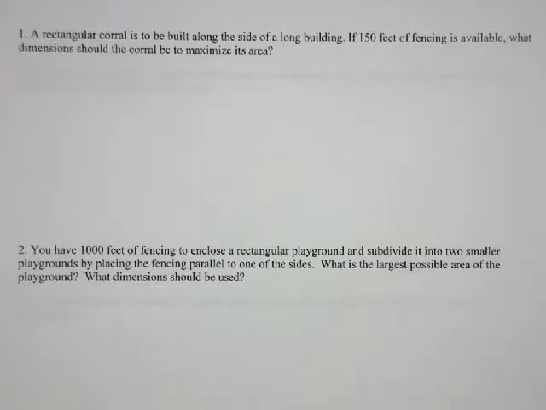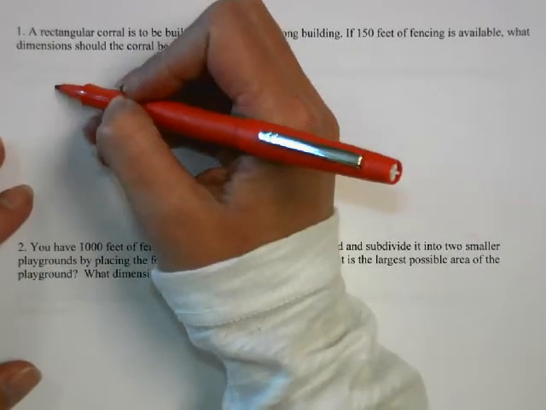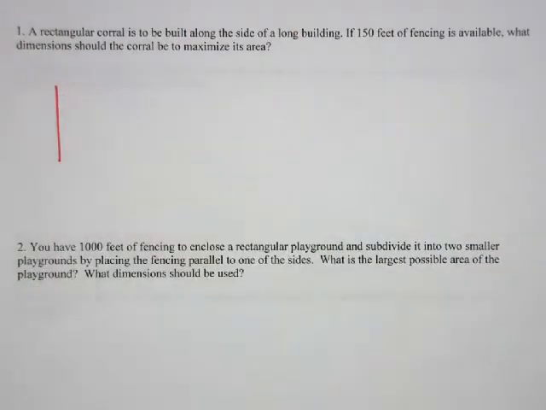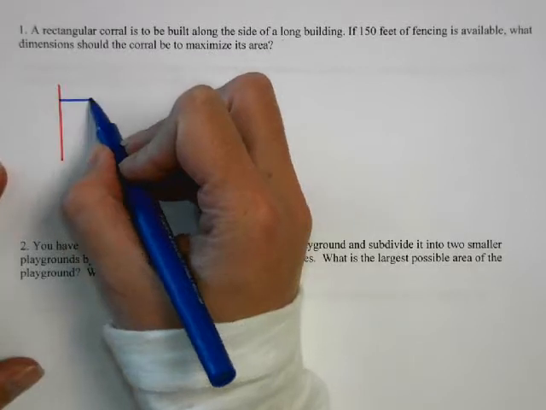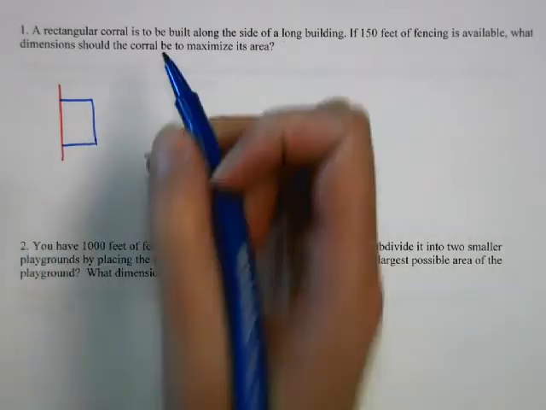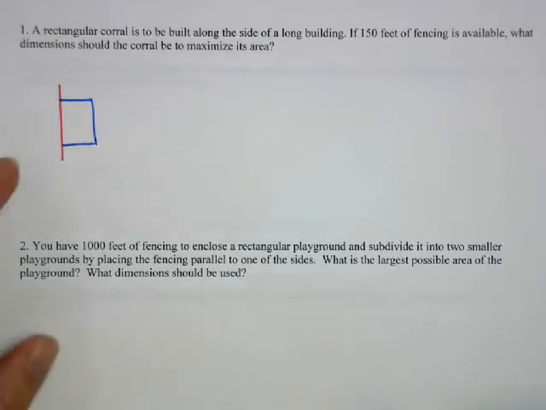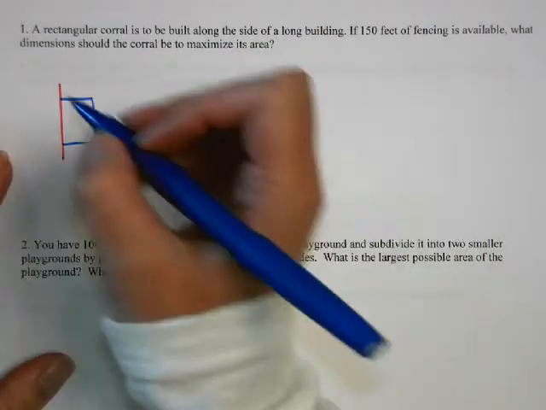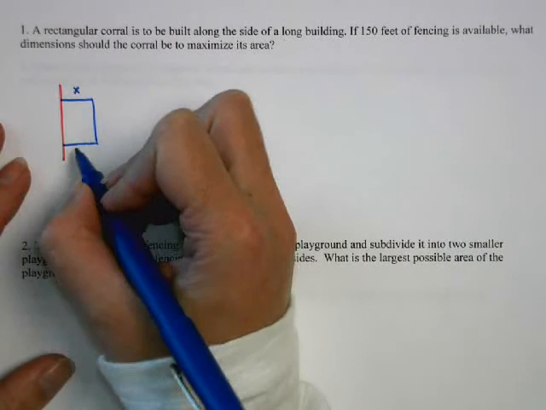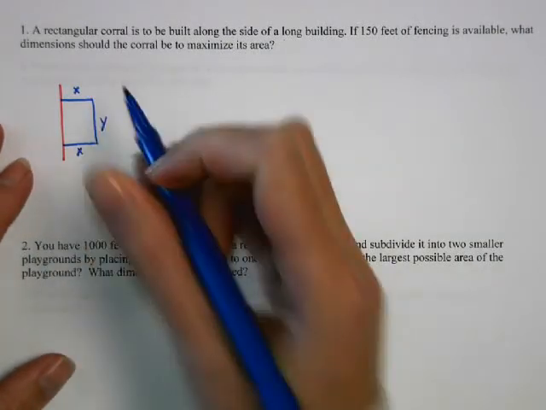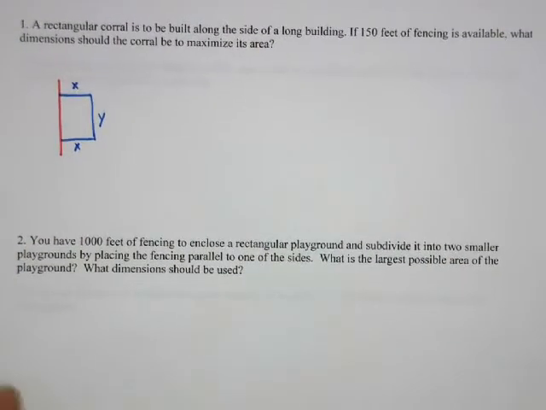All right, so our first problem. A rectangular corral is to be built alongside a long building. If 100 feet of fencing is available, what dimensions should the corral be to maximize its area? First we'll start with a picture. Let's say that's our building, and we're going to be building a fence alongside that. So this is our corral. I'm going to label this dimension x, which makes this x, which makes this y.